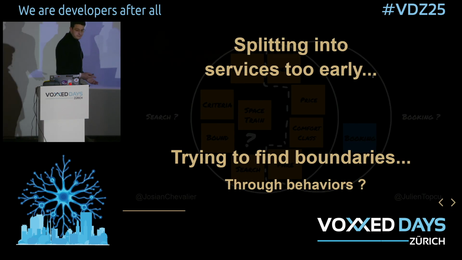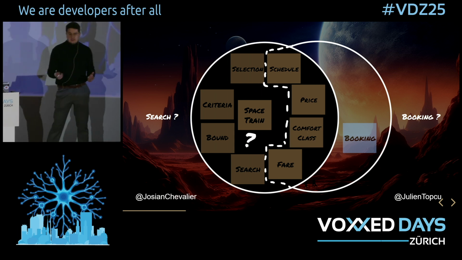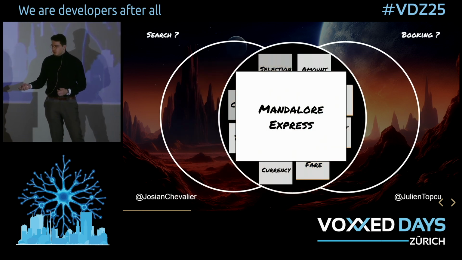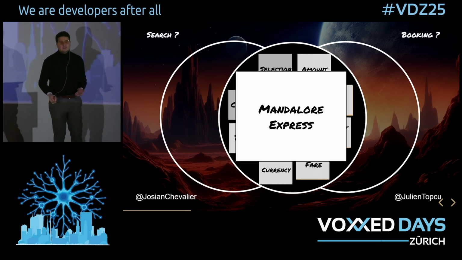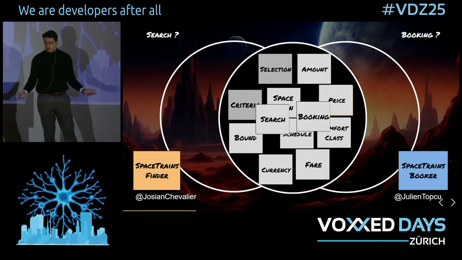As we accept that the boundary between search and booking is still a bit blurry, we try to go through the behavior in order to refine it. Behaviors that are implemented in Mandalore Express, the domain service or application. We split that between the space train finder in the search and the space train booker in the booking. This shows that search and booking are each used in their own domain, so we dispatch them.